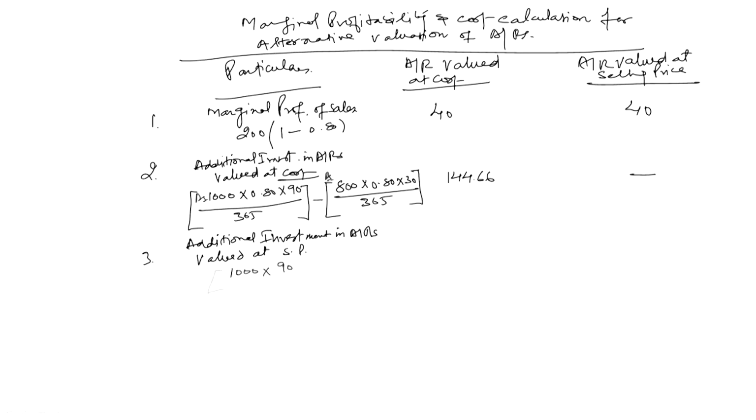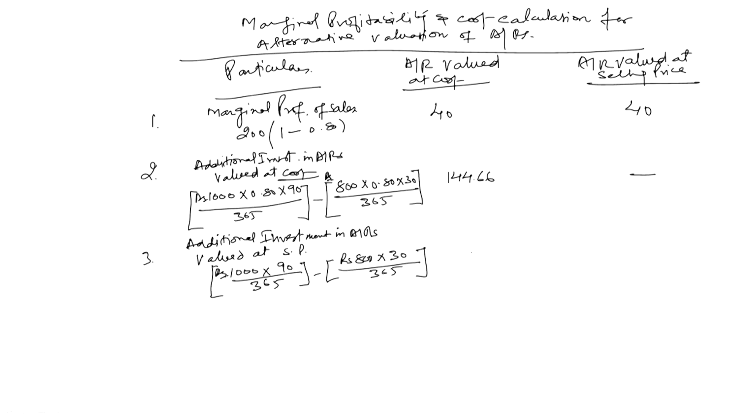This is, it is rupees 1000 into 90 by 365. We are not multiplying it with the cost now. So, it will be something like this minus rupees 800 into 30 by 365, right. This way we are going to take it 30 by 365.